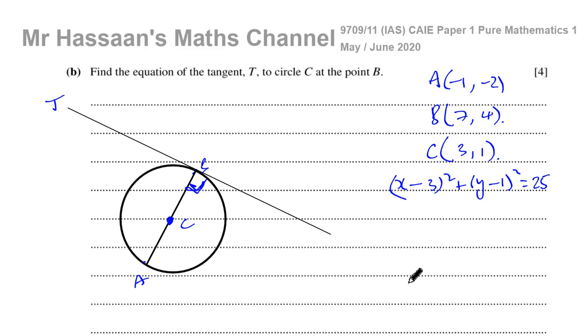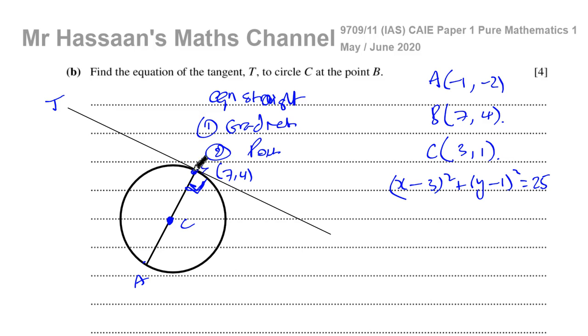Because we want to find the equation of the tangent. To find the equation of a straight line, we need two things. Just like with the circle, we need two things, but here we need two different things. One, we need the gradient of the line. And two, we need a point on the line. So we have the point on the line, which is (7, 4). That's a point on the tangent. That's the only point we know that's on the tangent.